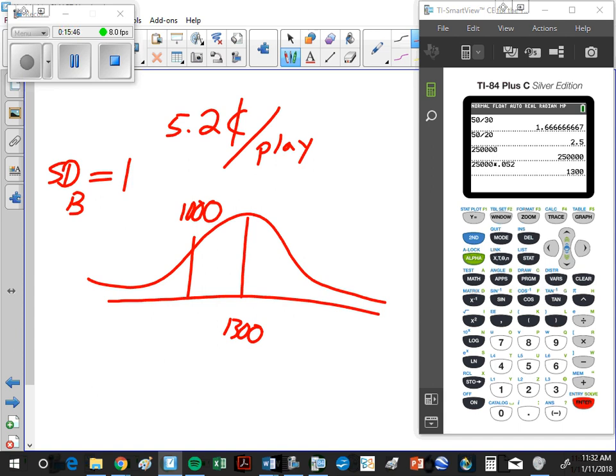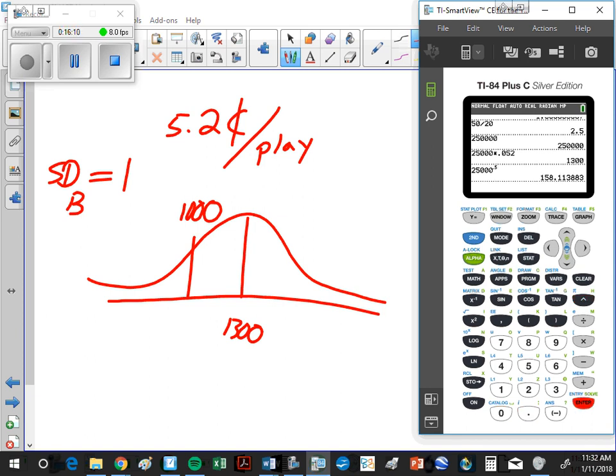Okay, and what do I multiply that by to get the SE? The square root of 25,000, which is 25,000 raised to the 0.5, and I end up with 158. Times that by the SD of the box, which is 1. So we get 158 is our SE.